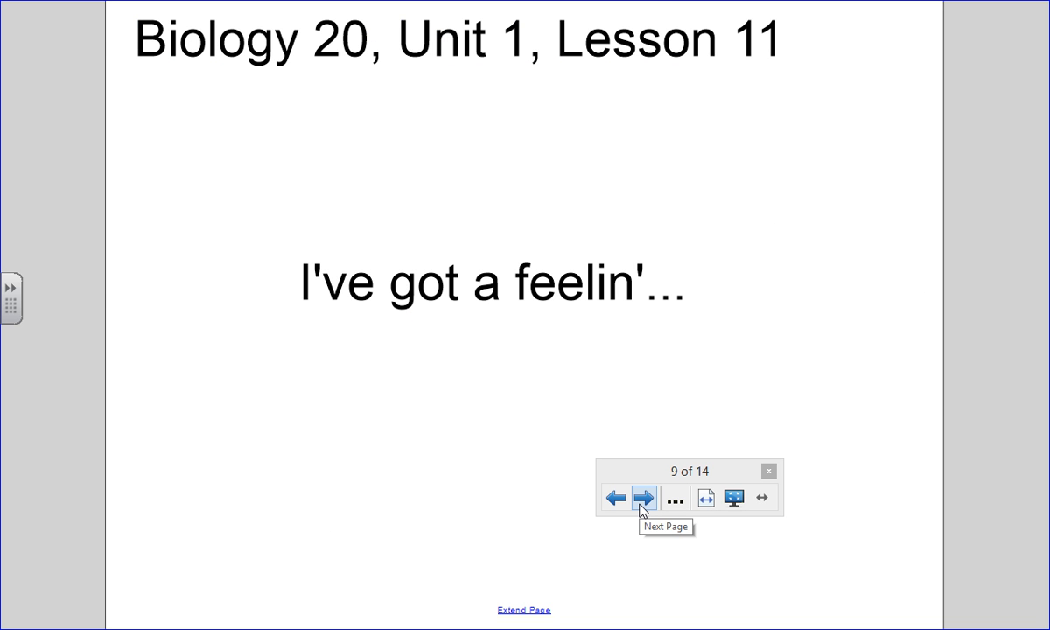So this is where lesson 11 starts. We're going to do a bit of it and finish it off tomorrow. Lesson 11, I'm going to play the song tomorrow. It'll make more sense. Some wonderful people took this Black Eyed Peas song, I've Got a Feelin', but made it be about cell respiration. It's fairly fantastic. But I think we'll save that for tomorrow once we've talked about what goes on in this lesson.